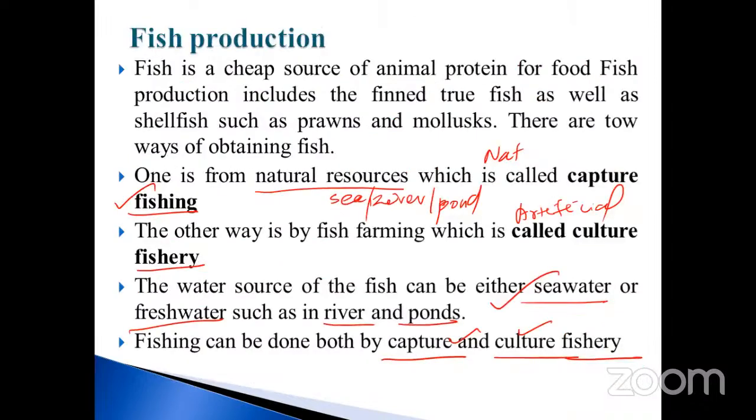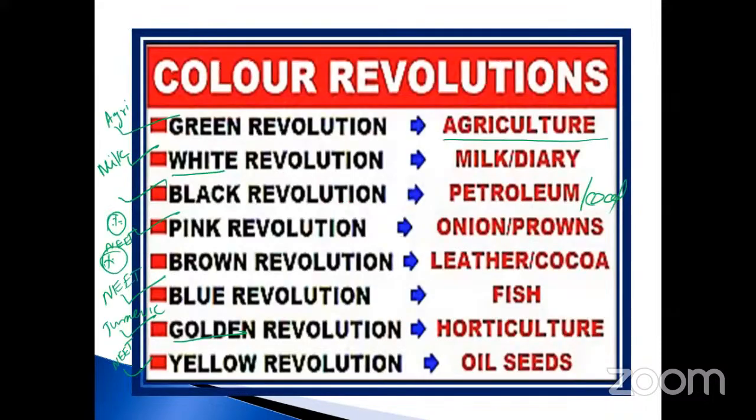Fish production is called pisciculture. There are two types: capture fishing and culture fishery. Sea water, river borne, and capture culture fishery are the things there.